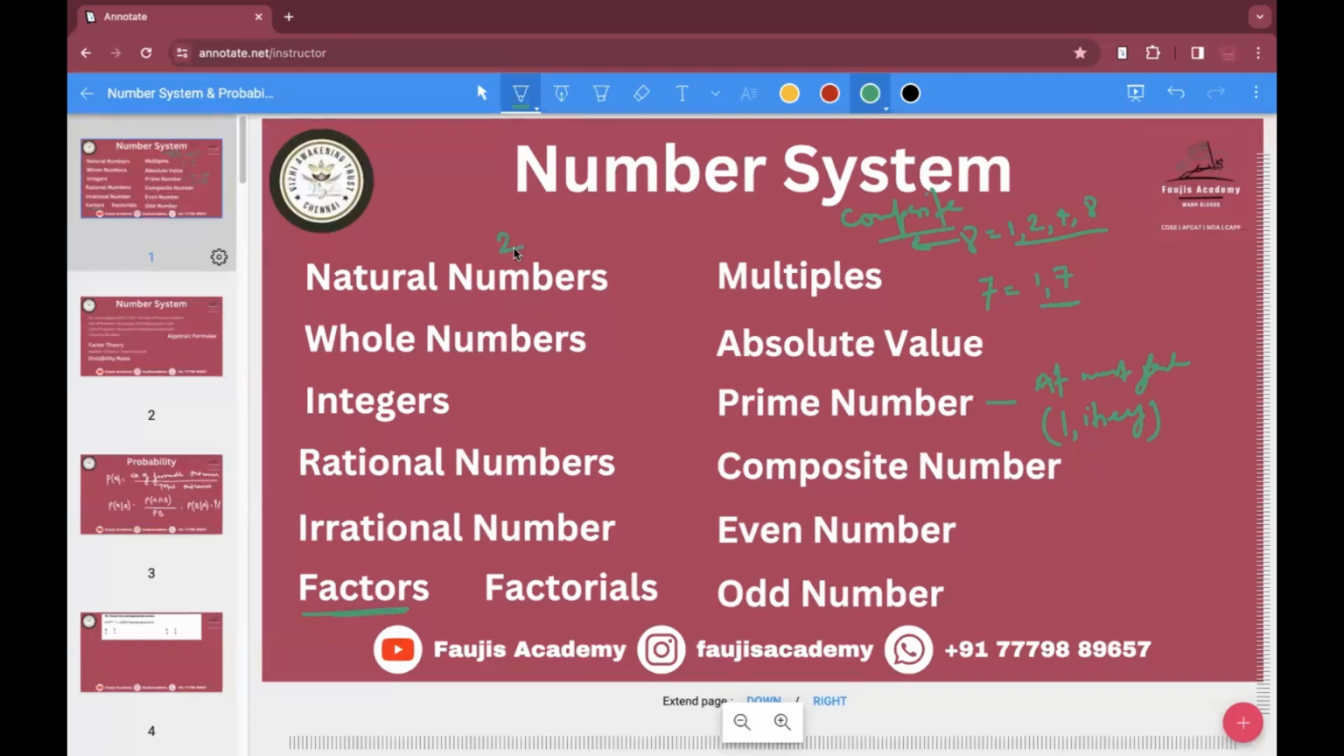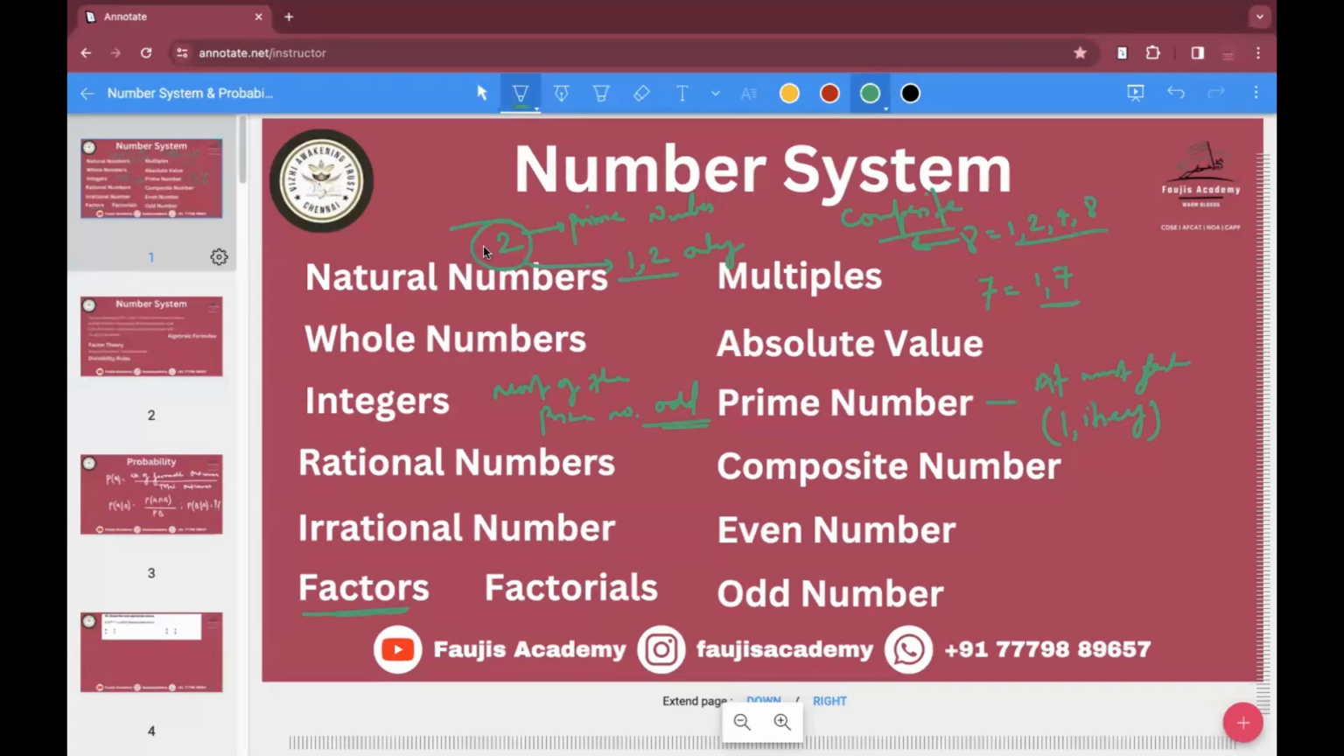So tell me whether 2 is a prime number or a composite number. Prime number. And why is it a prime number? It is divisible by 1 and 2 only. Now what we really observed was that most of the prime numbers are odd. In fact, all of them except this number 2.